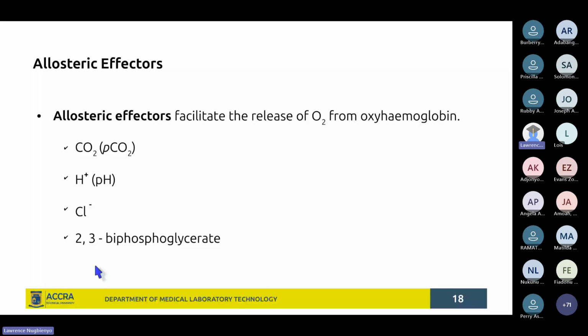So when you do the test and you have elevated amounts of 2,3-biphosphoglycerate, it shows some anemic condition. Another practical application of this is in athletes.